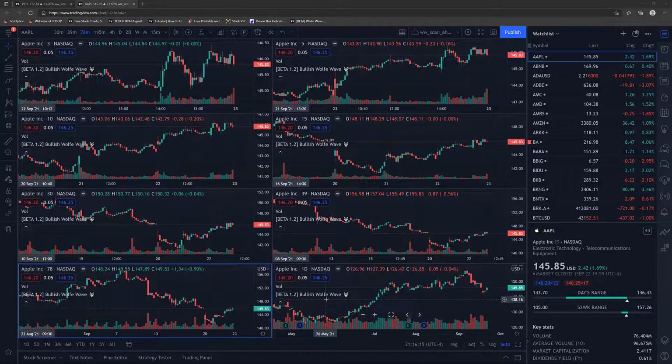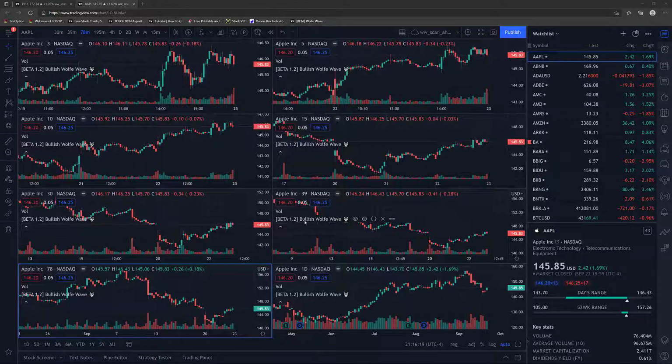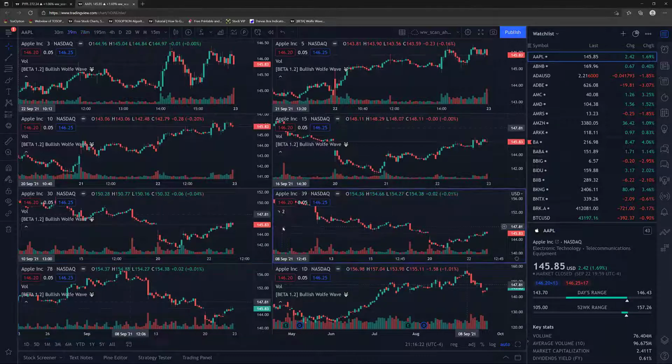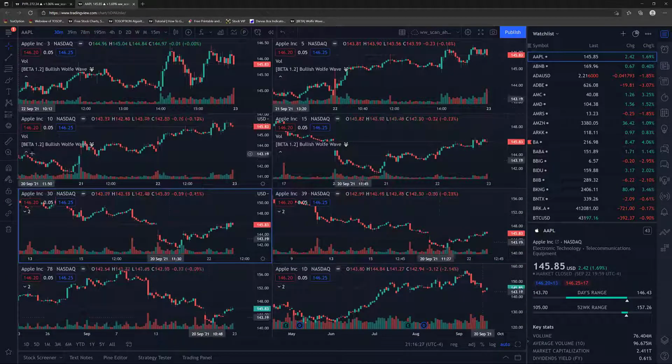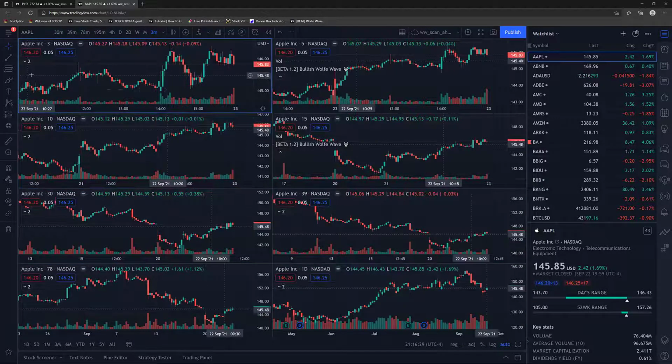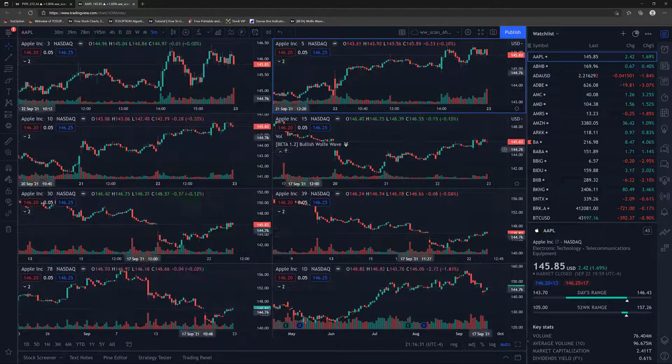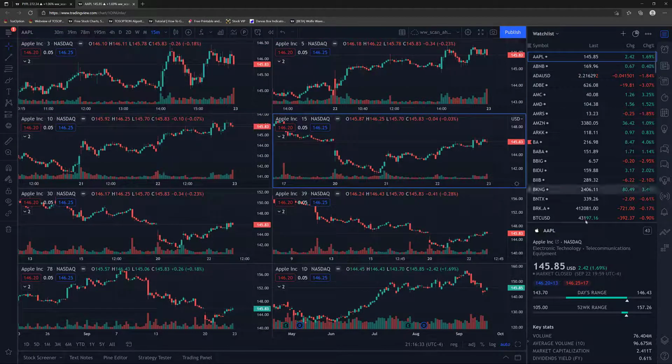So I can have all these charts on my screen with the Wolfe Waves enabled, and maybe I can hide that so it saves some real estate, so it's not all convoluted. And then I have my watch list of tickers. If your computer is fast enough, and TradingView is just brilliantly fast, what you can do is go through each one by one.